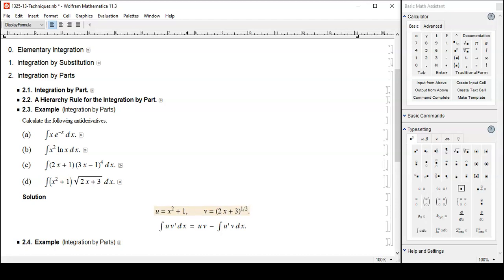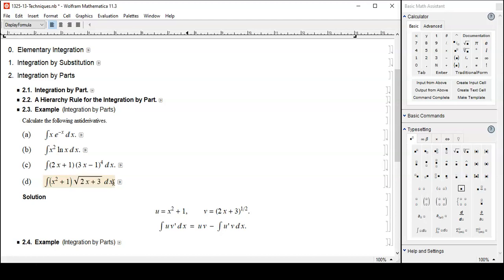Why is that? It is a bit tempting to take this one as v prime and this one as u, because the growth order is lower for the square root function, 1/2 power, versus this one, second power. But this one is an integer power, so if you take the derivative repeatedly, eventually it will disappear. This one will never disappear.